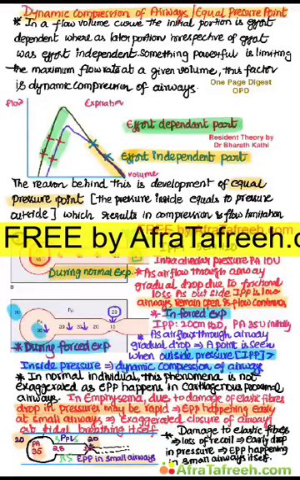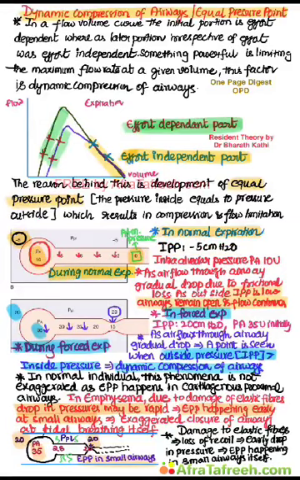In a flow volume curve, the initial portion is effort dependent, whereas the later portion, irrespective of the effort, is effort independent. Now, if you see both these flow volume curves, whatever the initial effort, the final phase was similar. It means something powerful is limiting the maximum flow rate at a given volume.